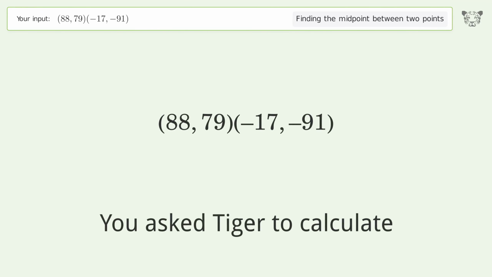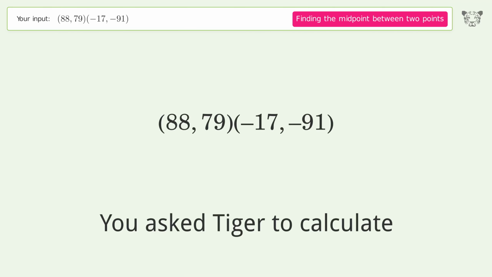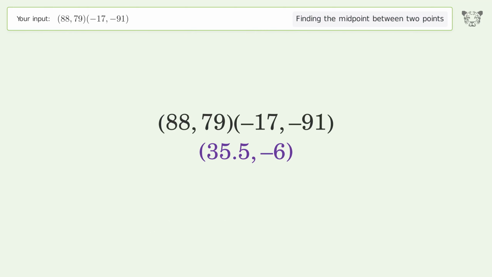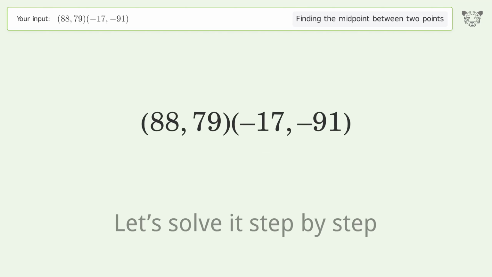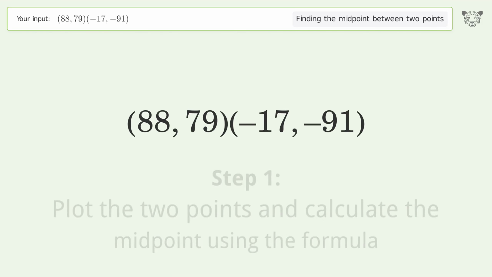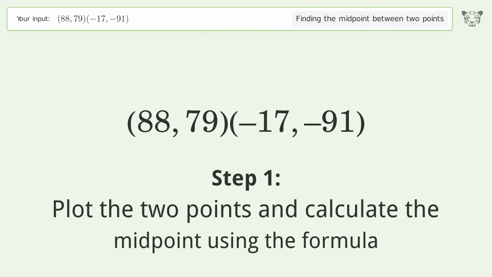You ask Tiger to calculate. This deals with finding the midpoint between 2 points. The midpoint between the 2 points is 35.5, -6. Let's solve it step by step. Plot the 2 points and calculate the midpoint using the formula.